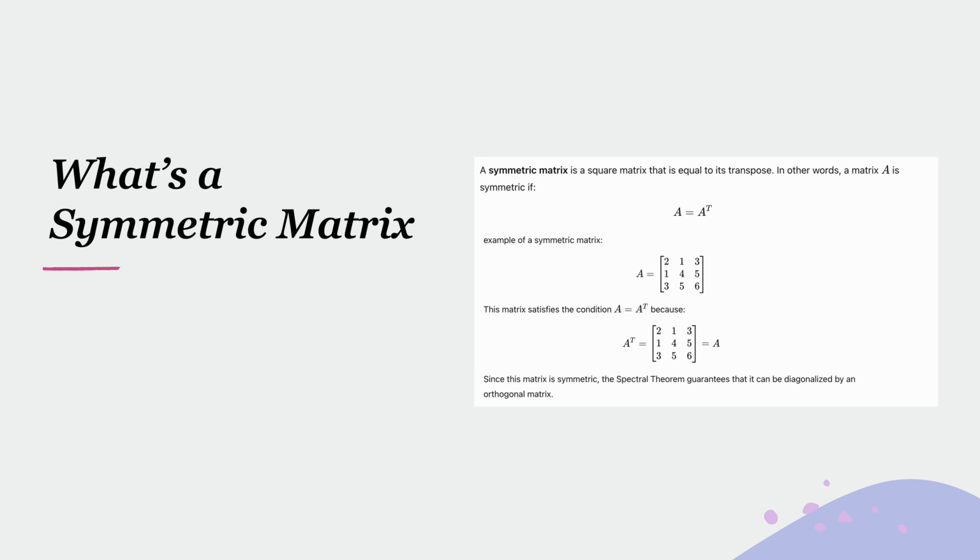Let's take an example of a matrix A: 2, 1, 3, 1, 4, 5, 3, 5, 6. Now, if you do a transpose of it, you move the columns to the rows and vice versa, right? So it should be the same. A transpose should be equal to A. That is a symmetric matrix. This theorem proves that once you diagonalize it by an orthogonal matrix, the matrix will remain symmetric. So then the next question is, what is a diagonal matrix?